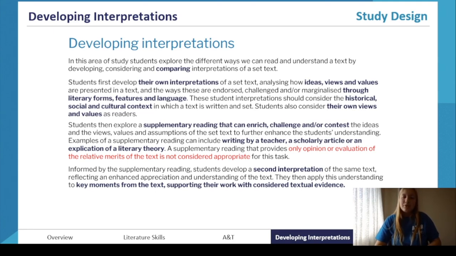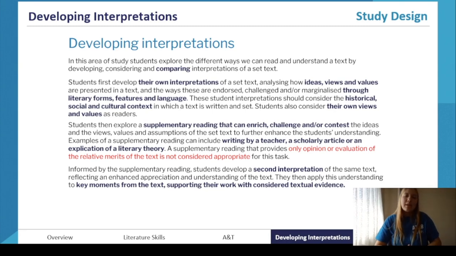Informed by the supplementary reading, students develop a second interpretation of the same text. So this is our enhanced interpretation, and it reflects increased understanding of the text. They then apply this understanding to key moments from the text, supporting their work with considered textual evidence.